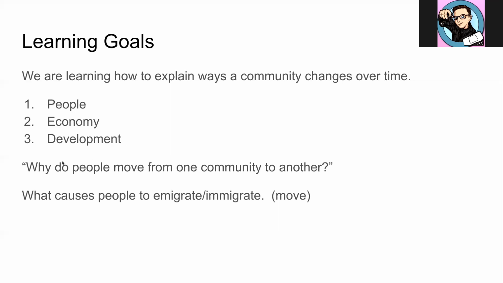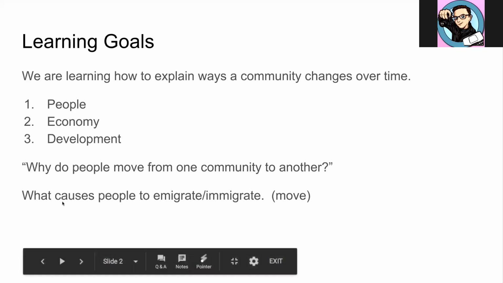The framing question for today's lesson is, why do people move from one community to another? I bet you could answer that question right now if you thought about it. Why do people move from one community to another? Okay, so obviously the big reason might be money because of a job. Perhaps someone moves from one area to another because they're looking for new employment.